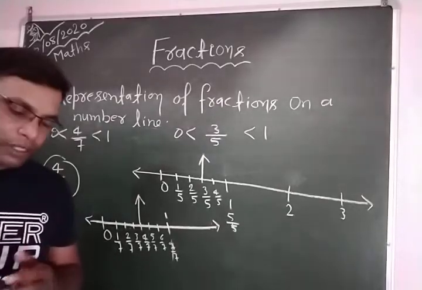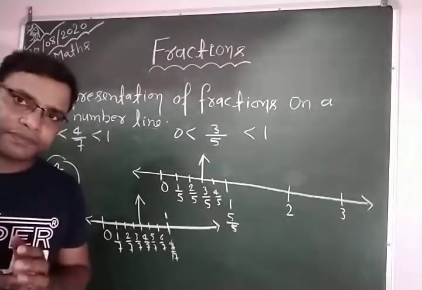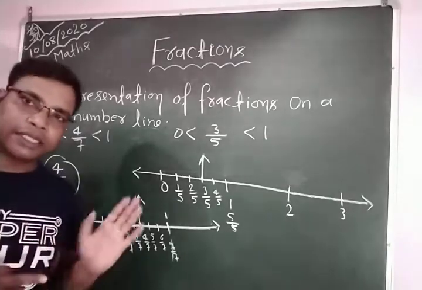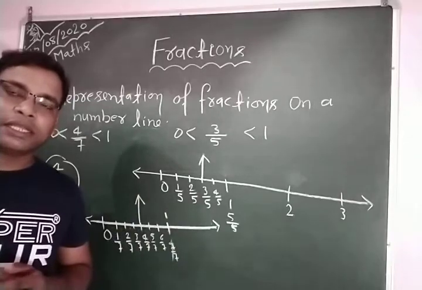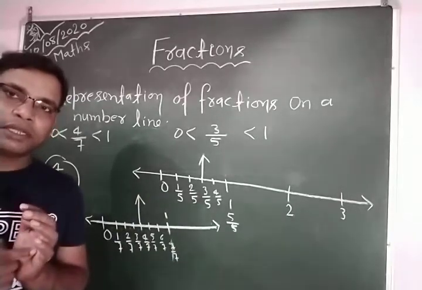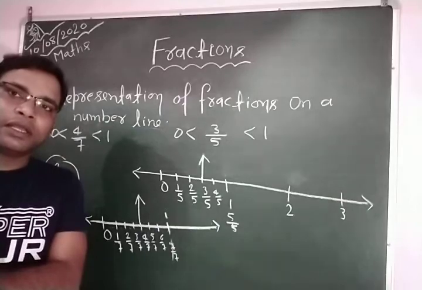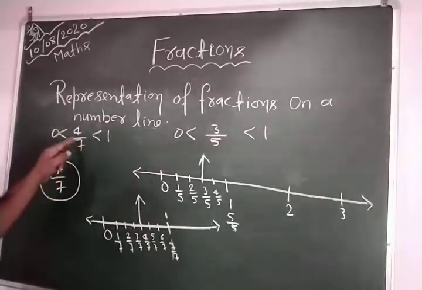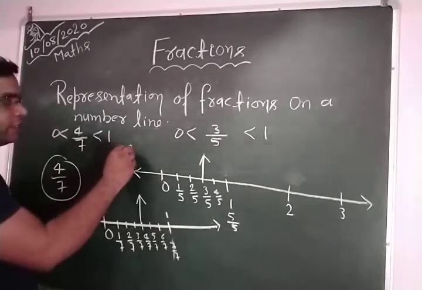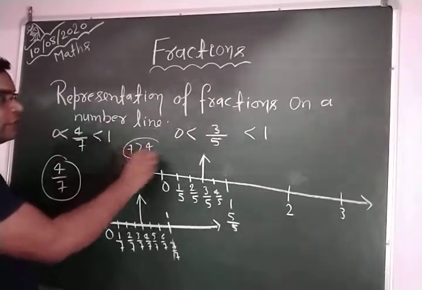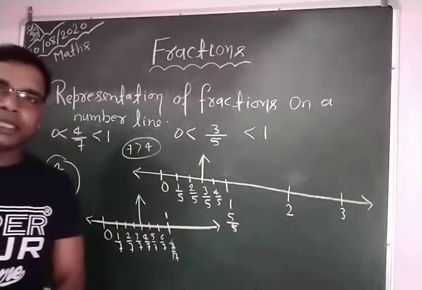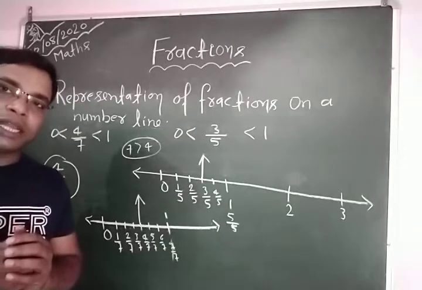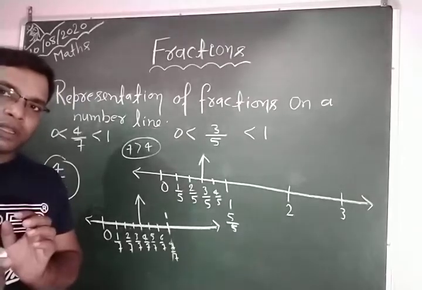If you want to represent any fraction on the number line, first we draw a straight line and check what the denominator is and what the numerator is. Okay. If the denominator is greater than the numerator, here you can see this is the denominator, this is the numerator. So here 7 is greater than 4. If the denominator is greater than the numerator, it means that the fraction lies between 0 and 1.